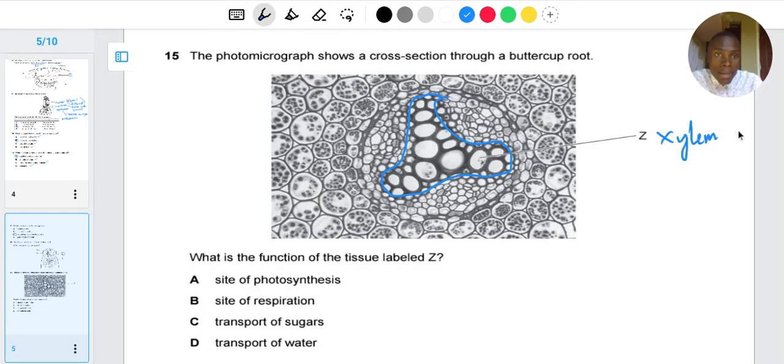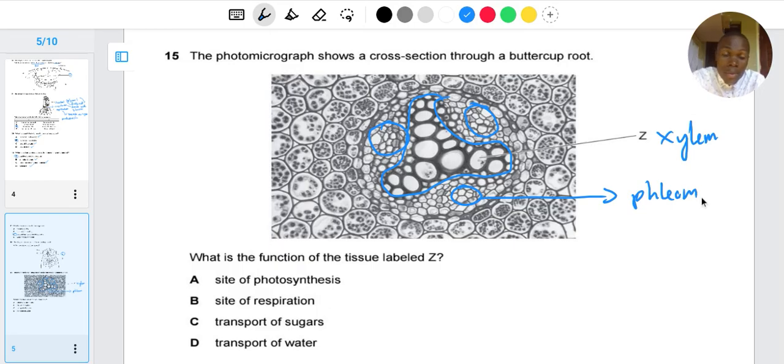So in the xylem, that is where the transportation of water takes place, as well as providing mechanical support to the plant. Then these structures here are called the phloem cells or phloem vessels. So this is the phloem. The function of the phloem is the translocation of manufactured foods, that is the transportation of manufactured foods like amino acids as well as sucrose.